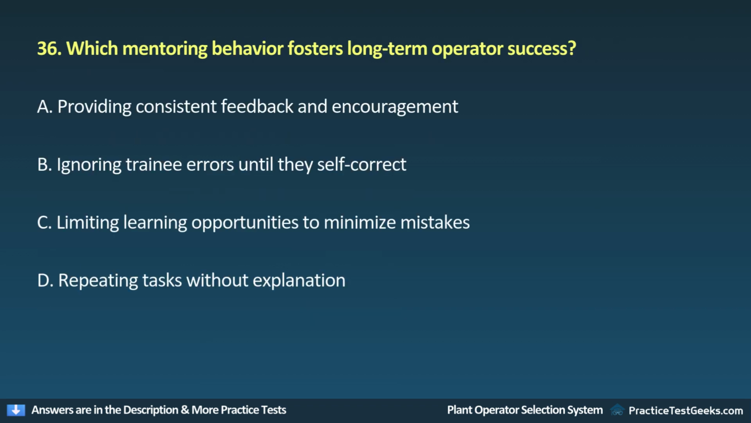36. Which mentoring behavior fosters long-term operator success? A. Providing consistent feedback and encouragement. B. Ignoring trainee errors until they self-correct. C. Limiting learning opportunities to minimize mistakes. D. Repeating tasks without explanation.